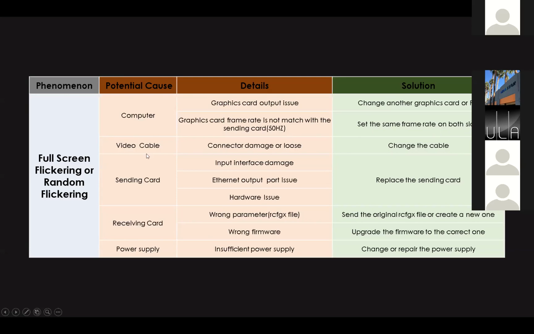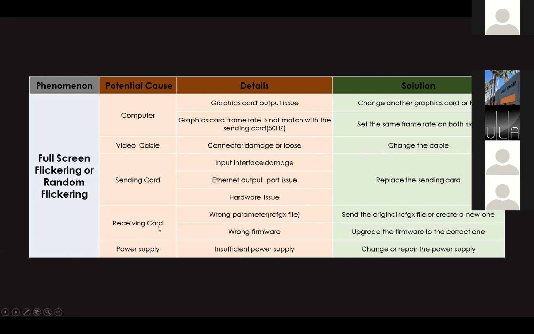Okay, and one more is the video cable. For the video cable, it's just connector damage or loose connection. We need to change to a new one. And the sending card part: that's input interface damage, or maybe an Ethernet output issue, or maybe a hardware issue. For all of these three, we need to replace it with a new sending card.